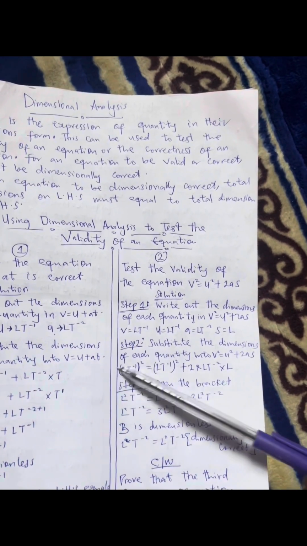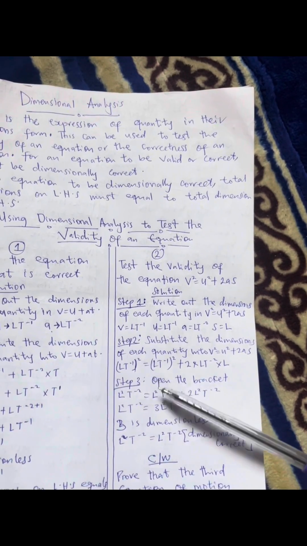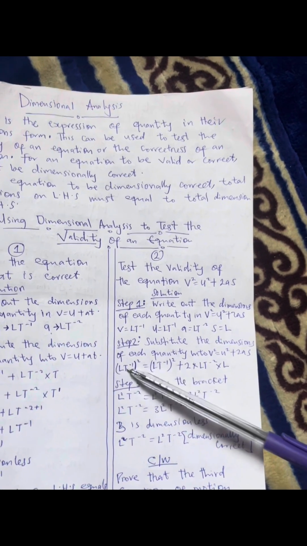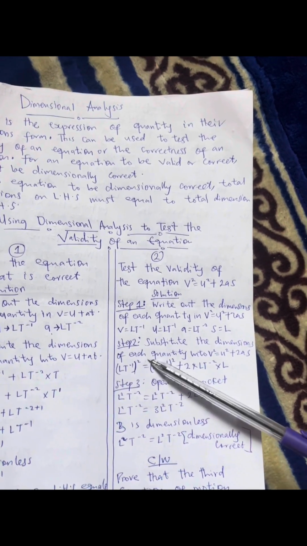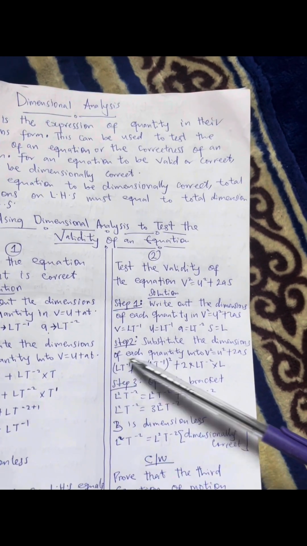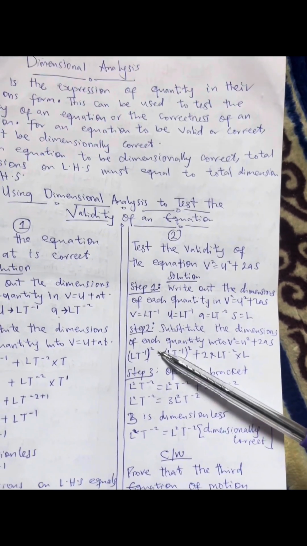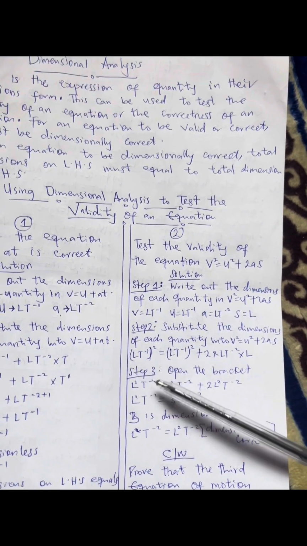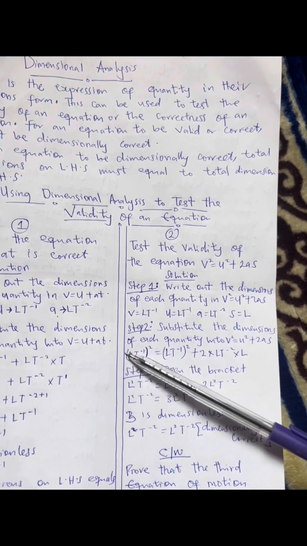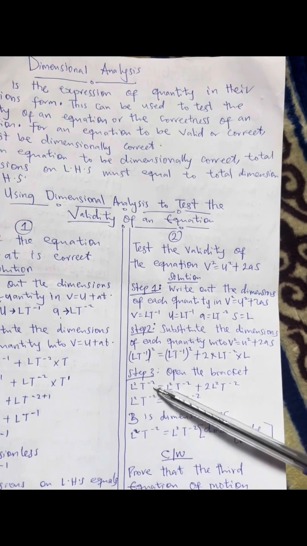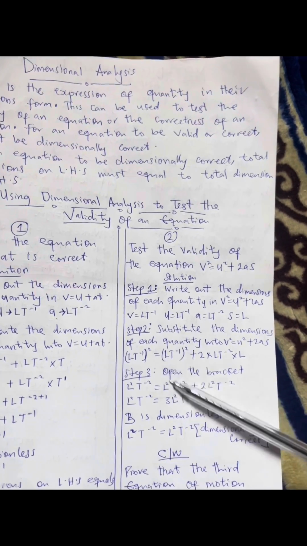Open the bracket. So we're going to use the power to open the bracket. That will then be L^2 T^-2 = L^2 T^-2. So whenever you are using the power to open the bracket, the power outside is going to be multiplying the power inside. So if I use this 2 to open the bracket, then it returns to L^2 T^-2, because 2 times 1 will be 2, 2 times -1 will be -2. The same thing as here, L^2 T^-2.